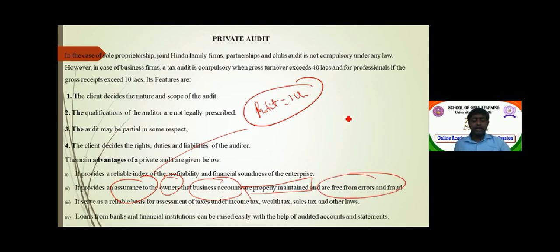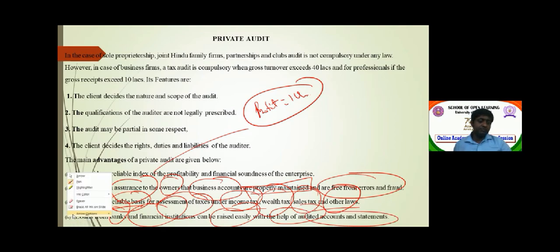All right. Then it serves as a reliable basis for assessment of taxes under the Income Tax Act, Wealth Tax, Sales Tax, and other laws. Because if you have not got your accounts and financial statements audited or reassessed by the auditor, you can't file the income tax return, wealth tax, or whatever sales tax value you are reporting or paying. This is not going to become a valid amount. All right. Then loans from banks and financial institutions can be raised easily with the help of audited accounts and statements. This is what we are able to understand.